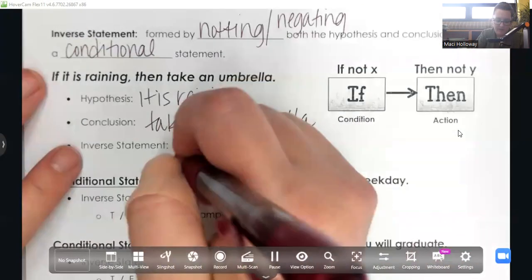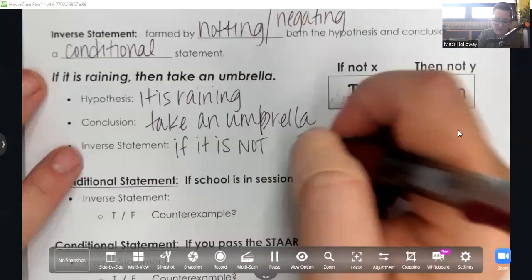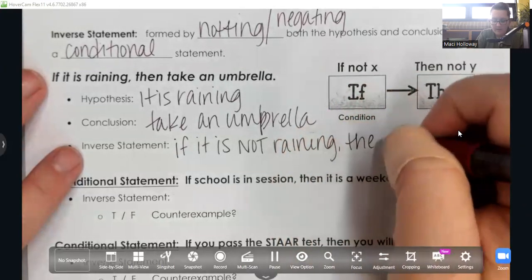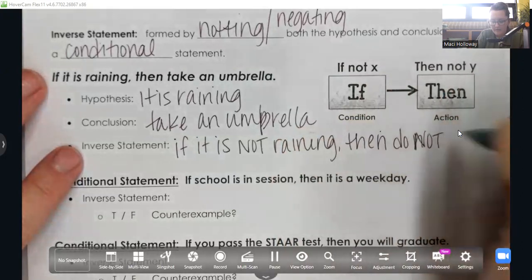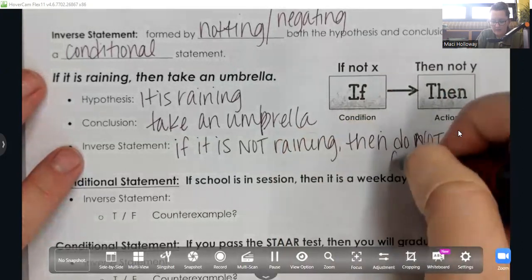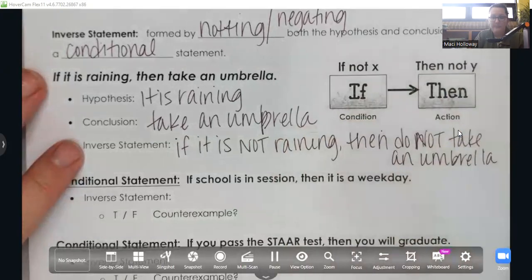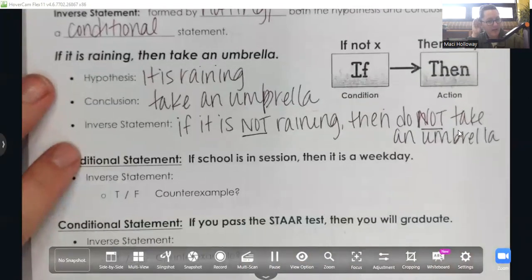So I'm going to say, if it is not raining, then do not take an umbrella. So you're adding this not to the statement, negating it.